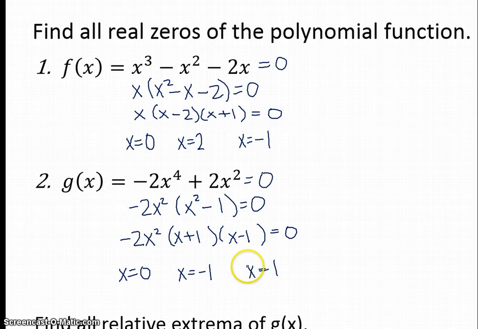For that last part, I'm wanting you to find all of your relative extrema of g of x. I want you to look at your calculator and see if you can find them right now. I will let you do that since you can do that on your calculator, plus I'm kind of out of space down here. Be sure to let me know tomorrow if you have any questions on that.